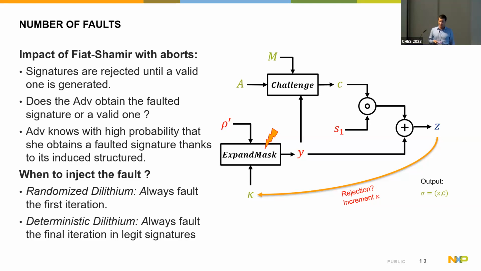For the deterministic version of Dilithium, what you can do is start a legit signature. The loop will iterate, and at some point you will release the signature. And what you can do is use timing to insert the fault during the last iteration.